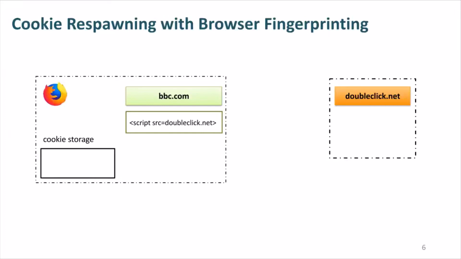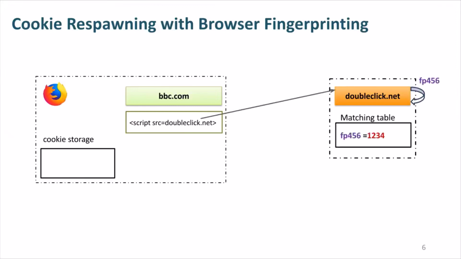So how does cookie respawning with browser fingerprinting work? Let's go back to our example. The user is visiting bbc.com that has the fingerprinting script from DoubleClick. A request is sent to DoubleClick along with the browser and machine features. DoubleClick generates the fingerprint, FP456, and then stores it in a matching table with the corresponding identifier, let's say 1234. DoubleClick will then send back a response and set a cookie on the user's browser with as value 1234.